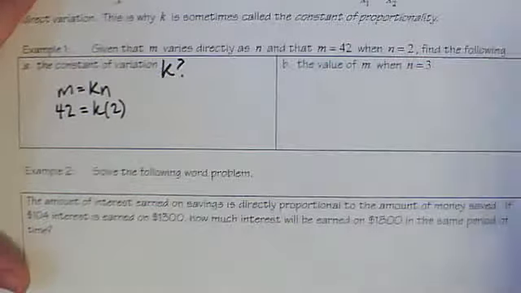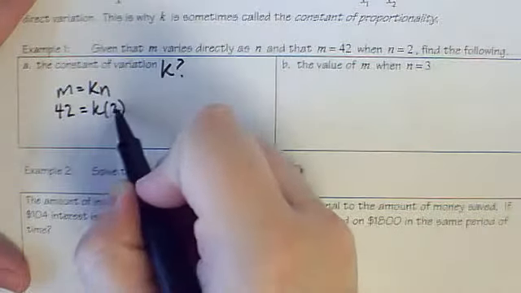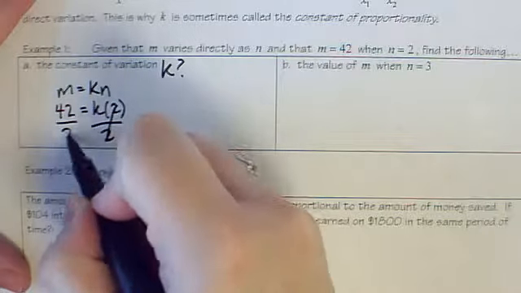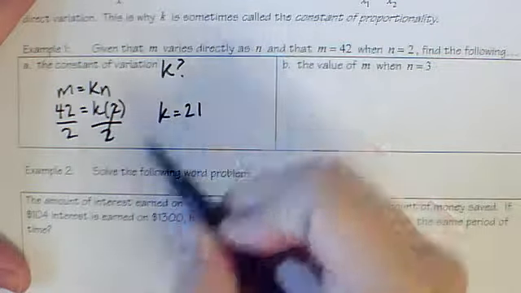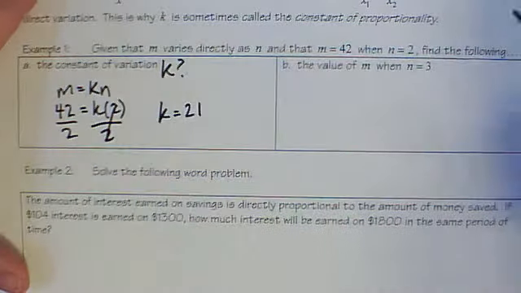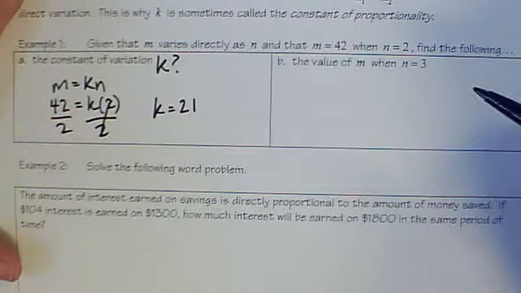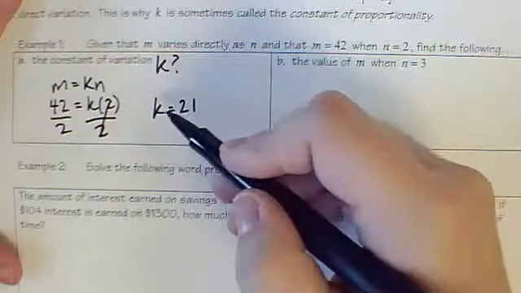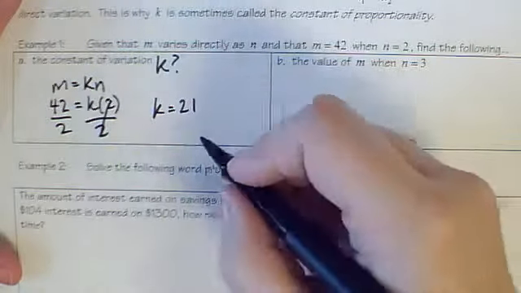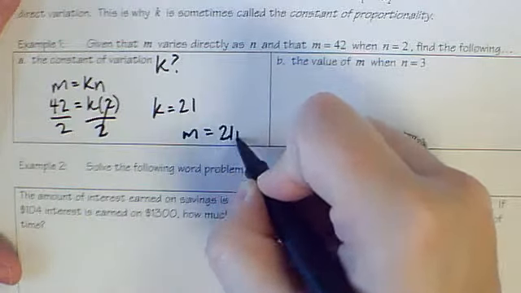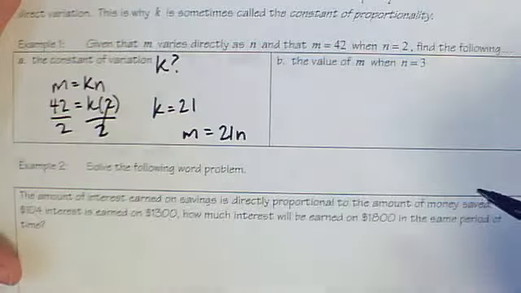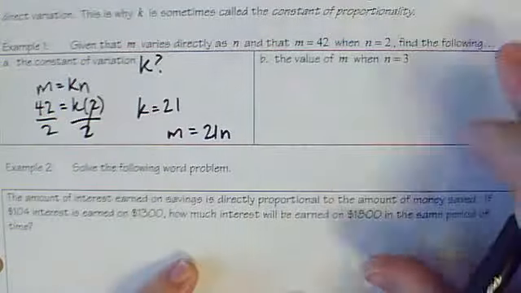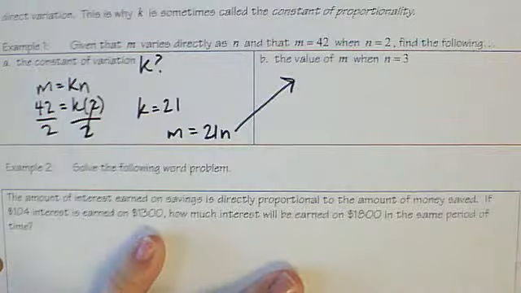To solve for k, because this means multiply, I'm going to divide by 2, and I know that k is 21. Had this been your homework, the first couple of problems ask you to find the constant of variation and then the equation, you just want to take this and plug it back in here. So that would be m equals 21n, and that's going to be the equation for it.